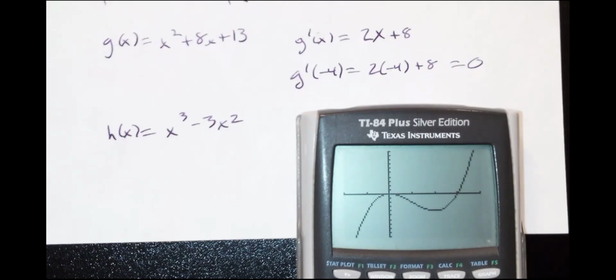I think I see two local extremes. One is at 0, and one is at 2, and I can check. If I take the derivative of this, what do I get?